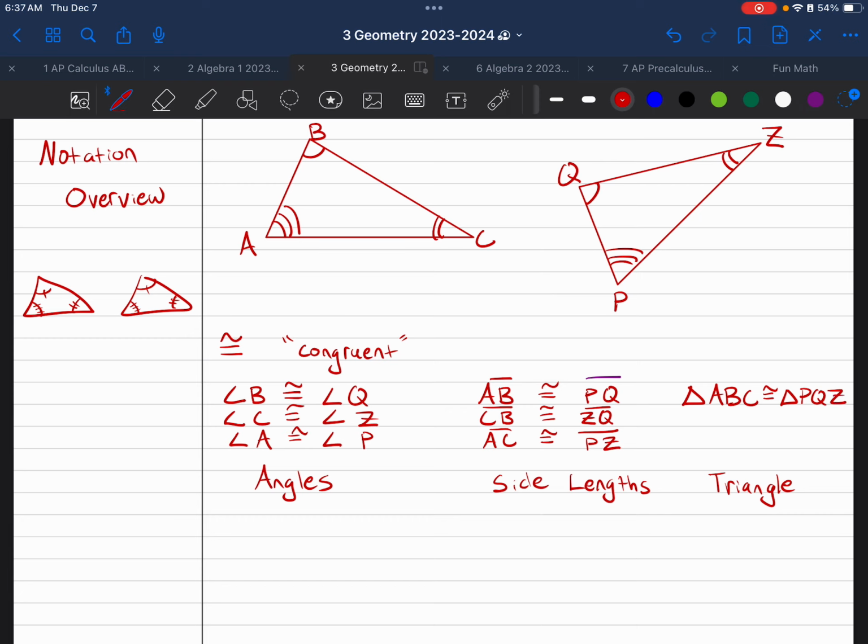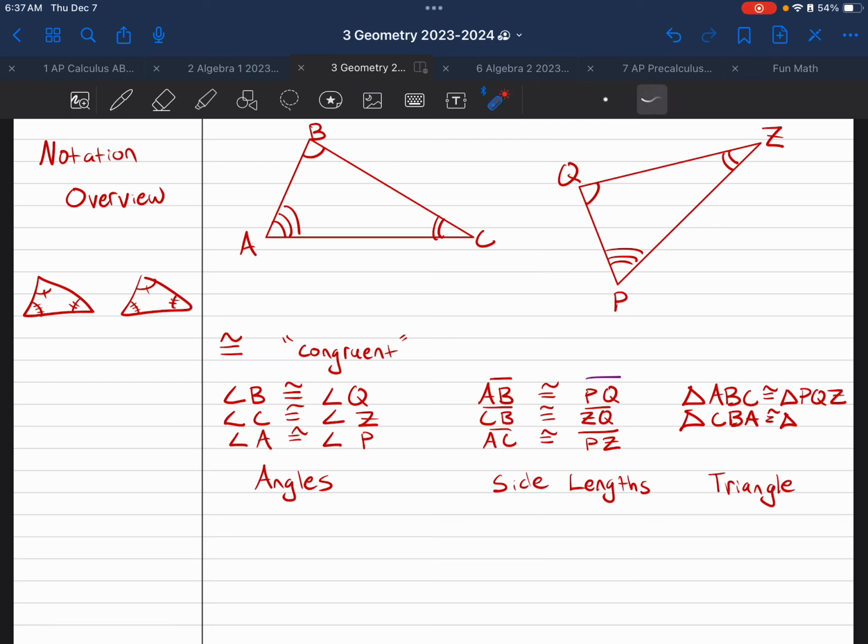Here, you try one more, and then we'll move on to one quick example, and then we can be done for the notes. What if I said triangle CBA? What would triangle CBA be congruent to? Again, you should pause the video and make this correct.